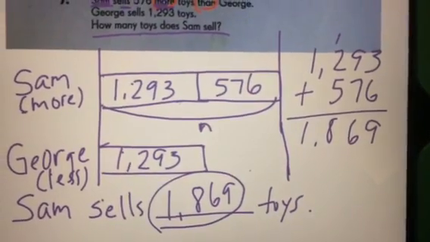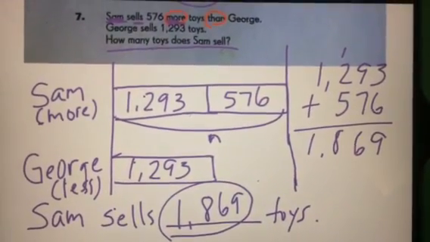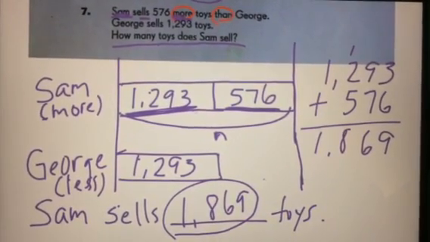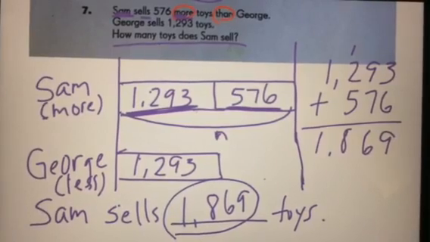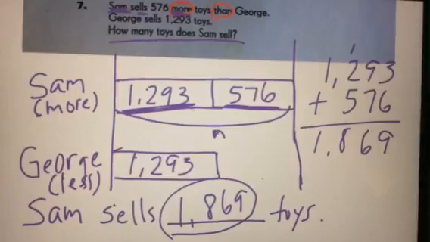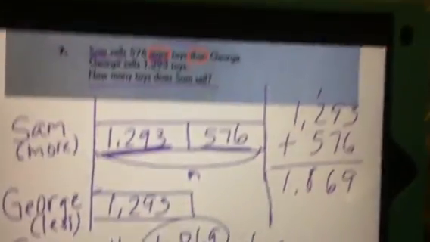1,869 toys. Step number 8, does your answer make sense? Yep, because if I'm adding this plus this together, I get a larger number for Sam. Sam sells 1,869 toys. And those are your homework answers for bar modeling day number 2.